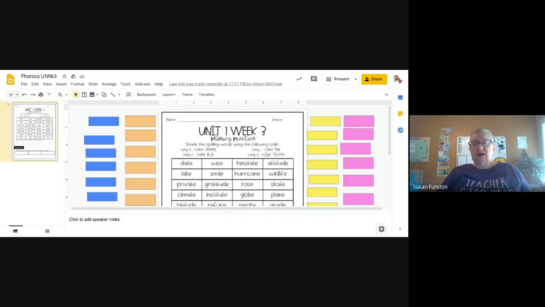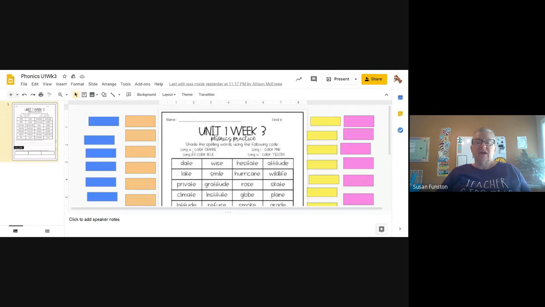Long I says I. Long O says O. Long U says U or oo. We're going to use these colored boxes to shade in each word according to this code.